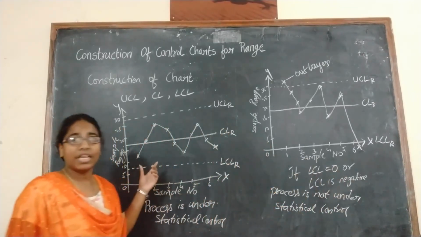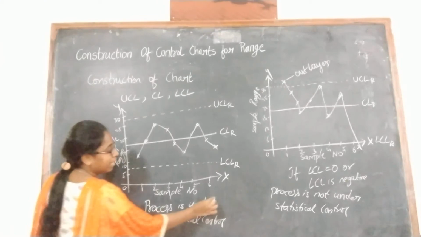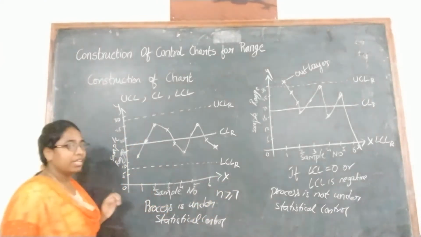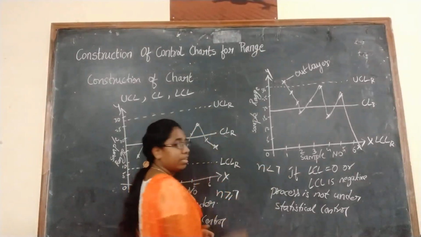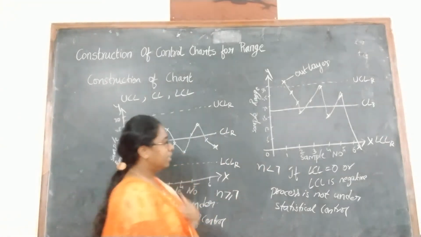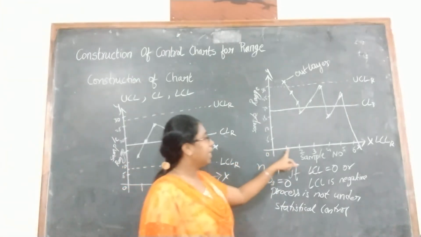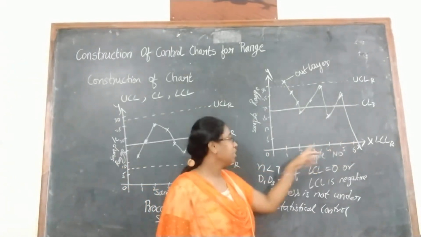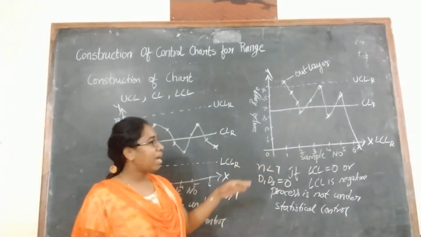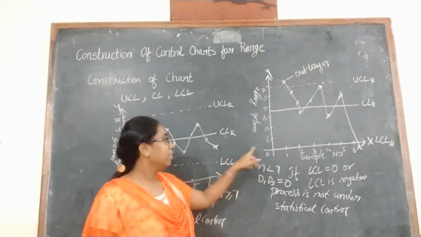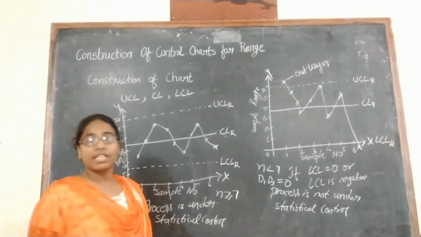So these are the two cases where you get the different graphs. Here, if your n value is greater than or equals to 7, then you will get the LCL value. If your n value is less than 7, then the values of D1 and D3 will be equal to 0. That's why you will get the LCL as your x-axis. You will consider your x-axis as your LCL value. And even if you have any negative value for LCL, then also you will consider x-axis as your LCL. So this is range chart.